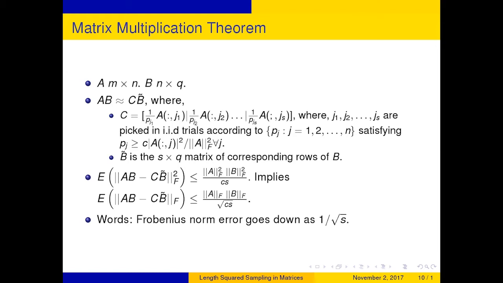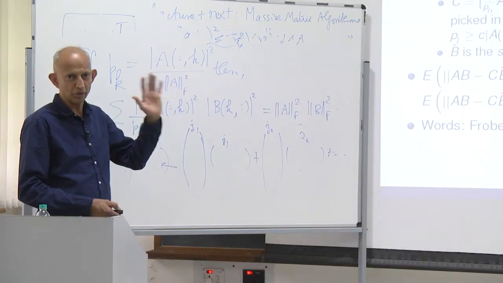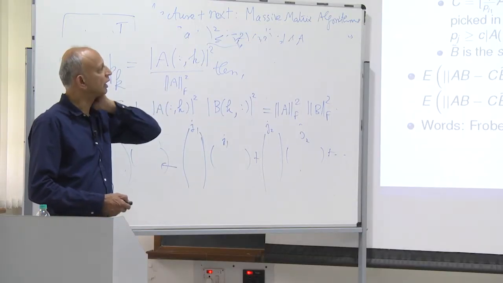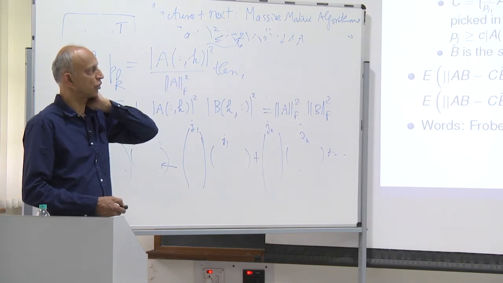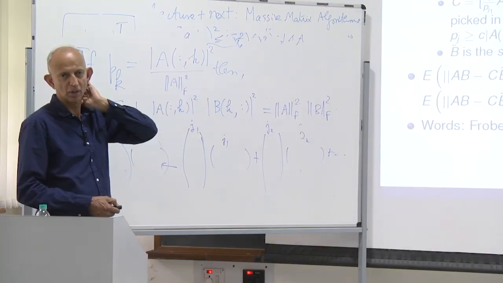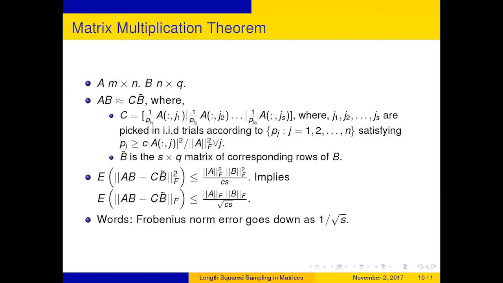So all it's saying is that the Frobenius norm error goes down as 1 over root s, where s is the number of sample columns you pick for length squared sampling. Clearly the error will go to 0 as s goes to infinity. It's saying it goes to 0 as 1 over root s if you look at the Frobenius norm. If you look at the Frobenius norm squared, it goes down as 1 over s.